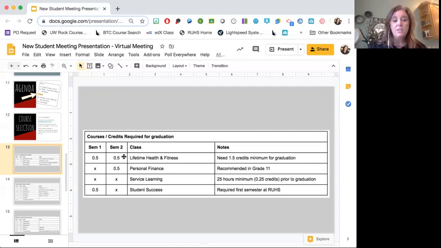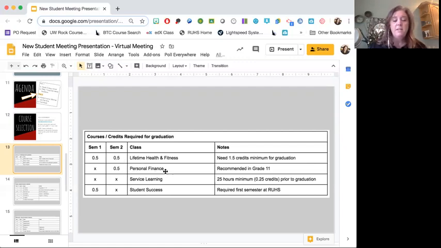The guidelines here to earn a half credit is to log a minimum of 54 hours of physical activity. So 54 hours, whether it's during first, second semester, or both, students will earn a half credit of Phi-Ed.